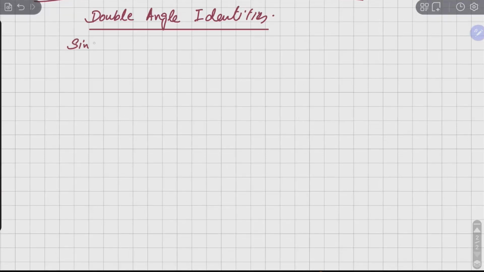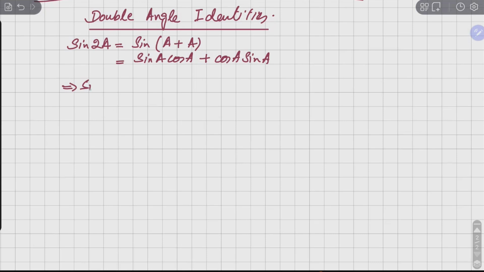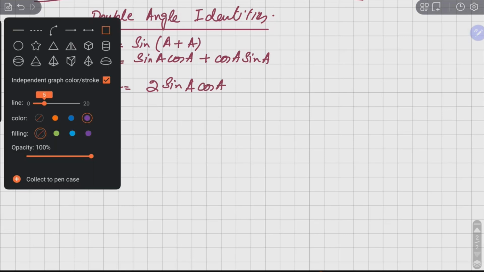If we have sine of 2a, I can write sine of 2a as a plus a. When we apply the compound formula to this situation, it is sine of a into cos of a, then we put plus sign and it is cos of a into sine of a. You can see that sine of 2a is in fact equal to 2 times sine a into cos a. This is formula number 1.